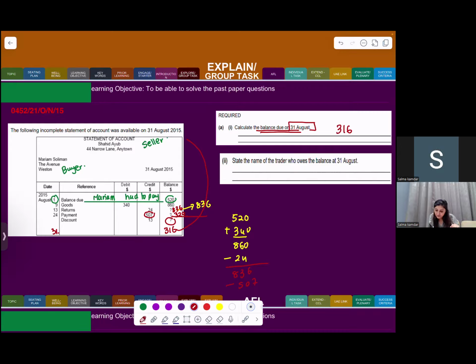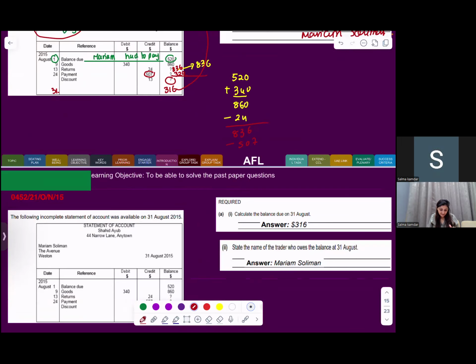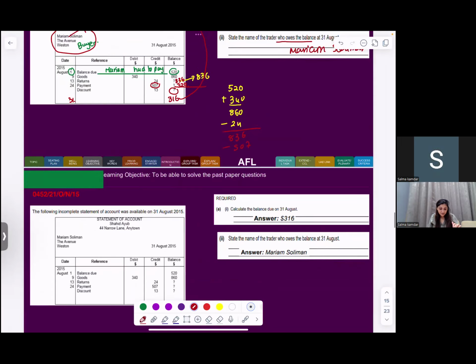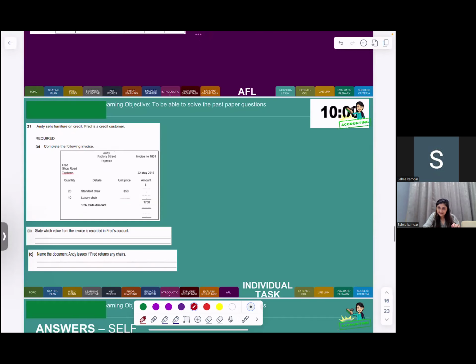State the name of the trader who owes the balance. Certainly, the buyer will have to pay to the seller. So the buyer owes the balance and the name of the trader is Mariam Soliman. So with this, we complete this past paper question. Take some time to try to solve this yourself before going ahead.